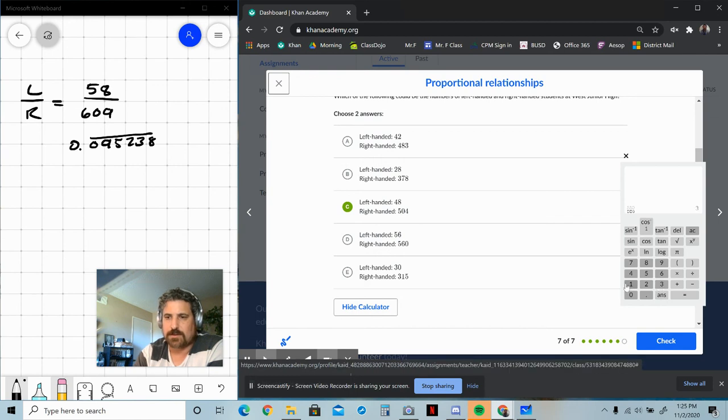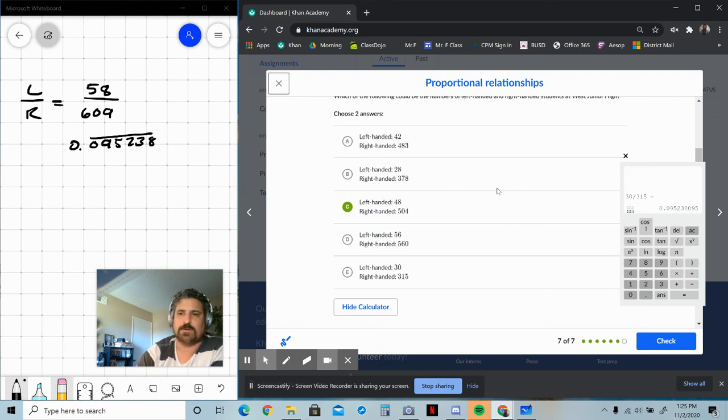So 330 divided by 315. This one should definitely work, right? Let's see if it does. 0.095238, 0.095 and repeats. Okay, so that is correct. That's the next one, and now we're done. That's how you do it. Ratio just has to stay constant.